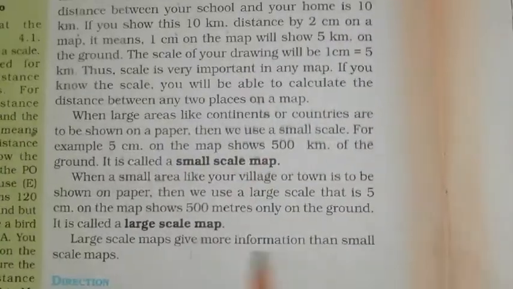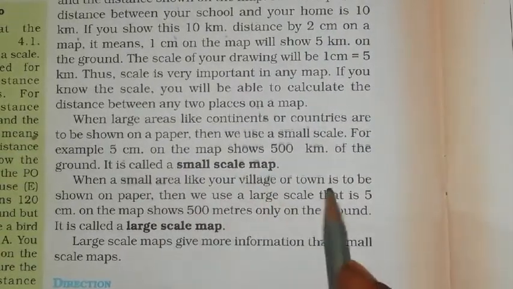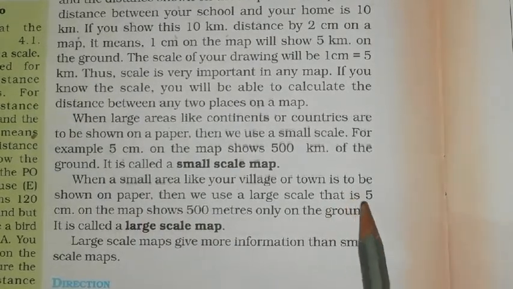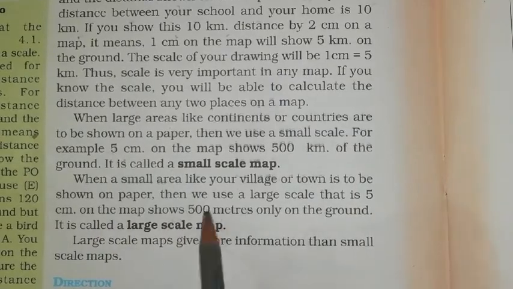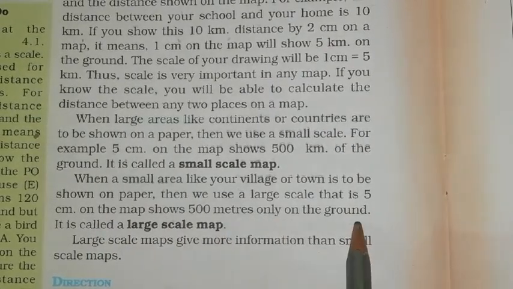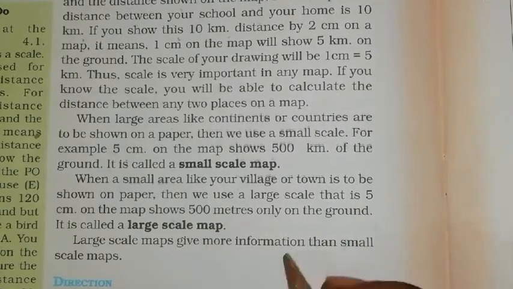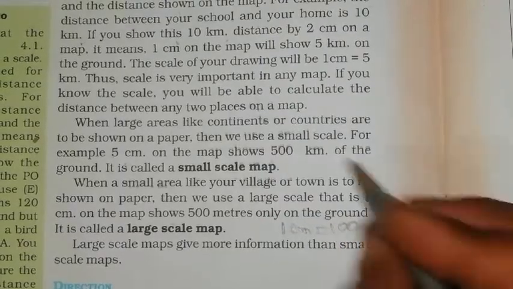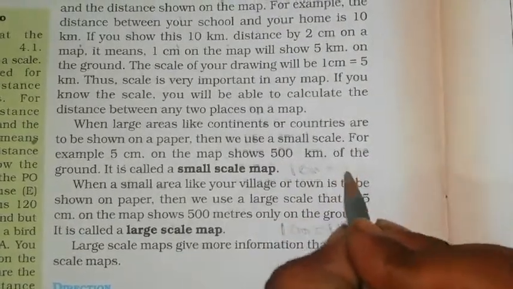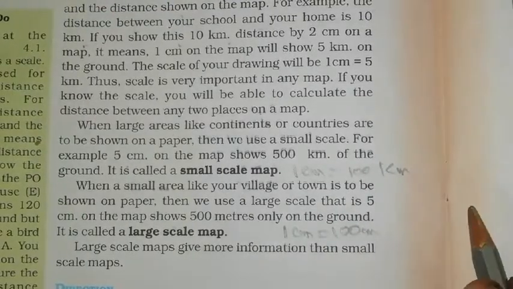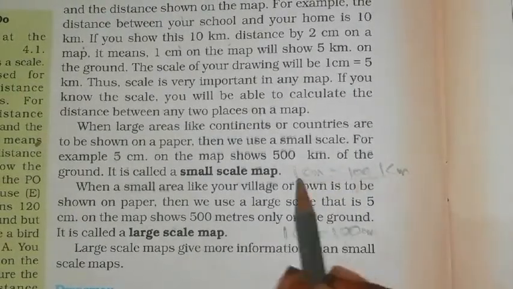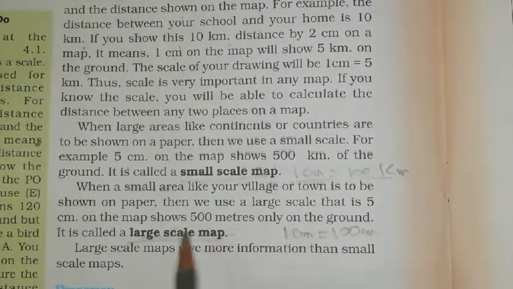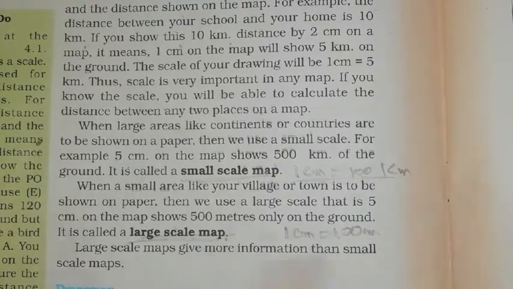And when a small area like your village or your town is to be shown on paper, then we use a large scale. That is, 5 centimeters on the map shows only 500 meters on the ground. Means 1 centimeter equals 100 meters here, and here it is 1 centimeter equals 100 kilometers. So the map which shows the large area is a small scale map, and the map which shows the small area is a large scale map. Just the opposite.